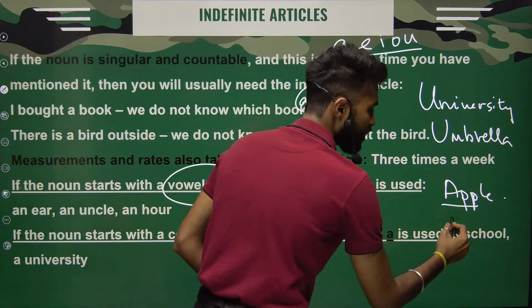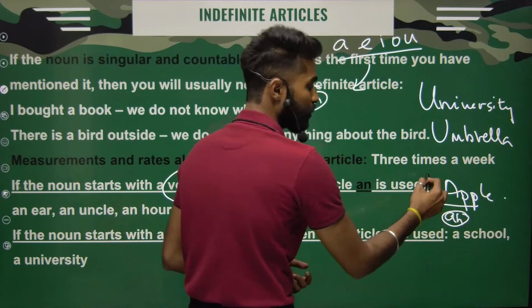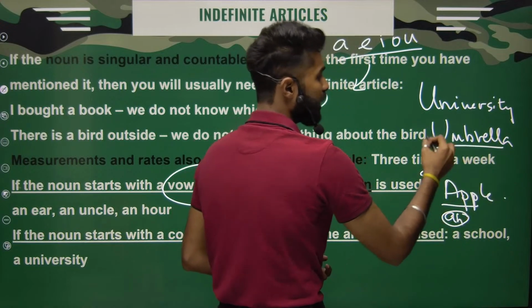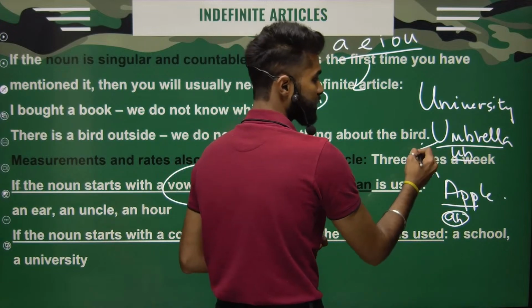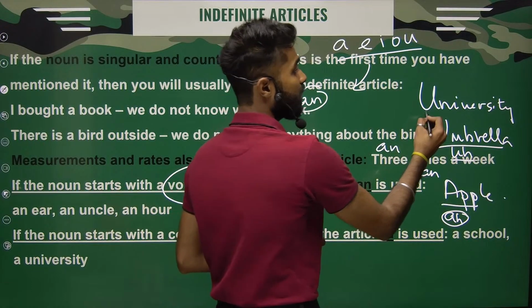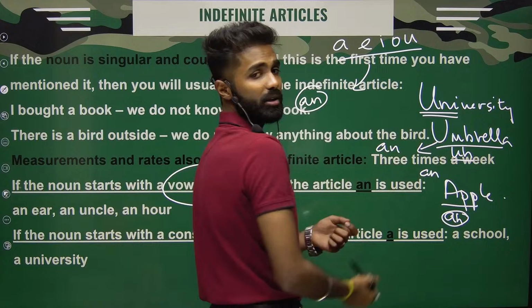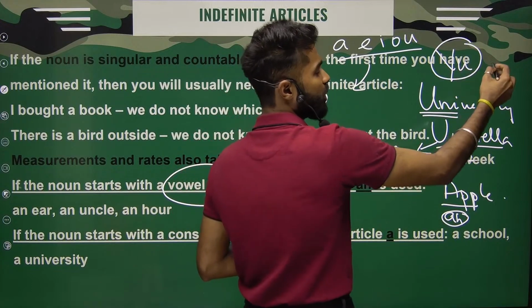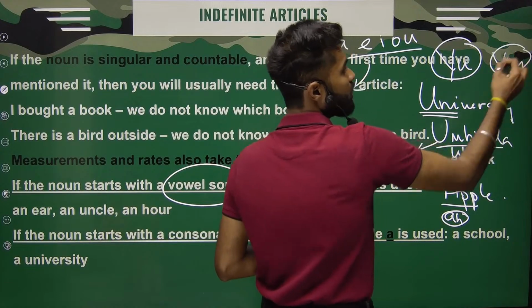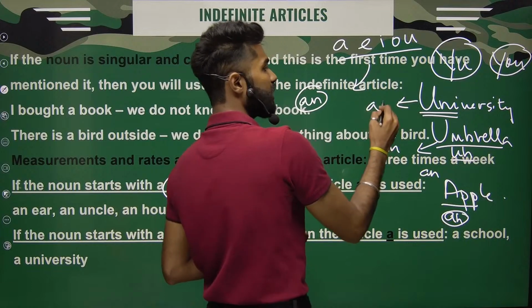Apple. What is the sound of apple? Apple, a vowel sound. So I'm using an. Umbrella, a sound is produced, so I'm using an umbrella. Whereas university, though U is a vowel, look at the sound. University, U is giving me a "yu" sound. So this is not a vowel sound. So I will be using a university.